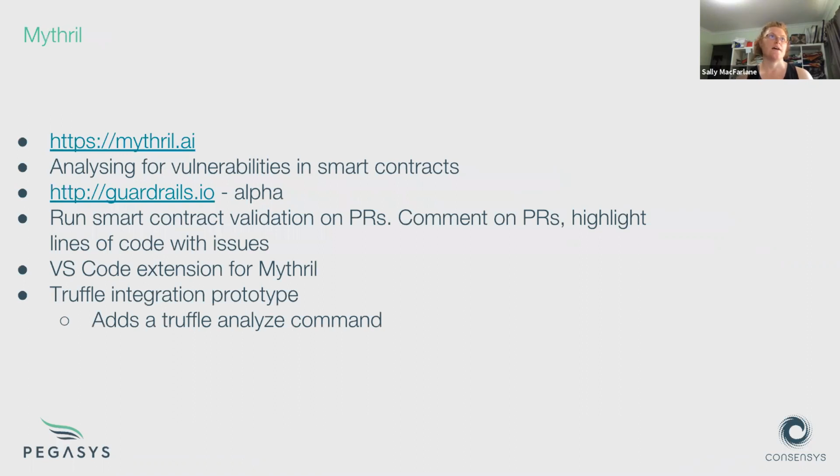They showed an alpha of their Guardrails product, which is basically a plugin to GitHub, so that when you open a PR with your smart contract code, it will run on that Solidity code and give you those specific reports nicely inline in your GitHub PR and so on. They also talked about a VS Code extension for Mythril, which is a tool for analysing for those vulnerabilities.